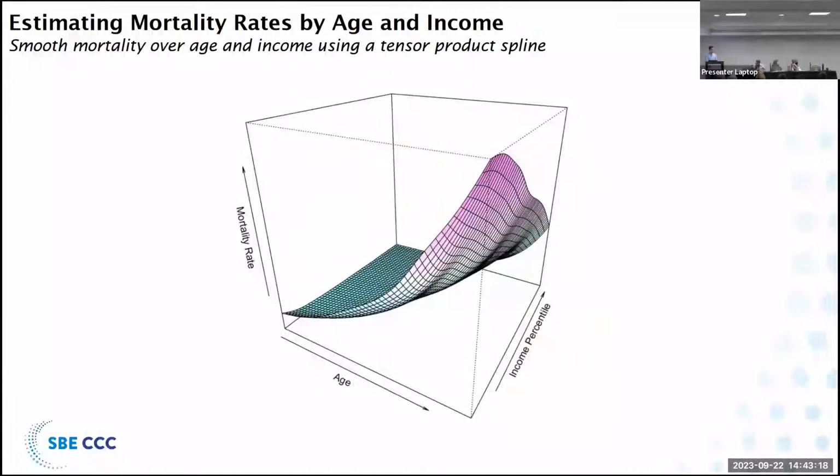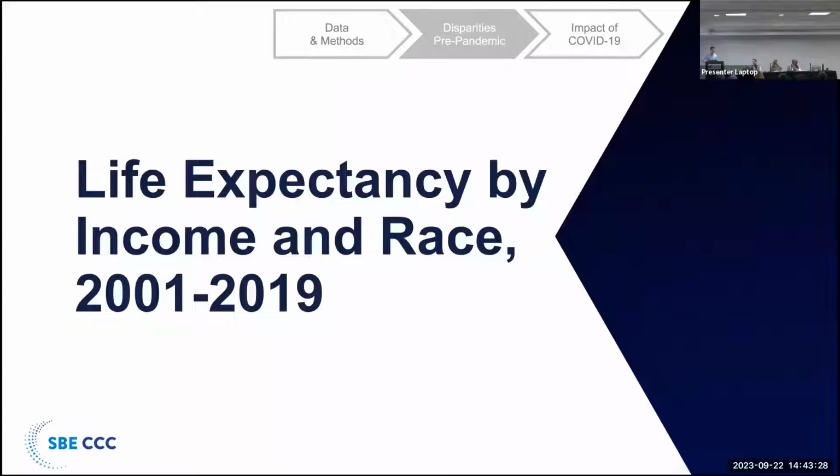And then using these smooth mortality rates, we're going to calculate life expectancies, period life expectancies in every year from 2001 to 2020. And so what do we learn prior to the pandemic?